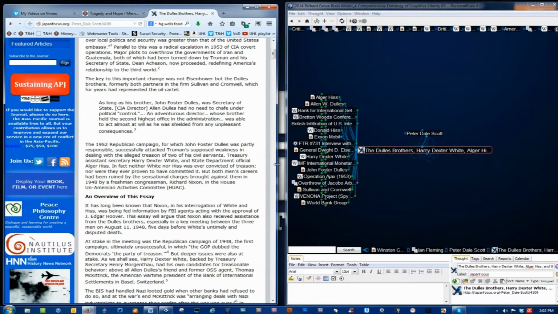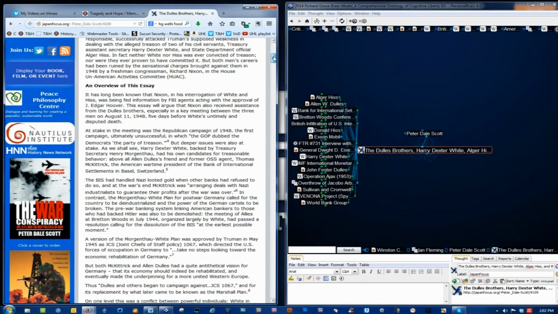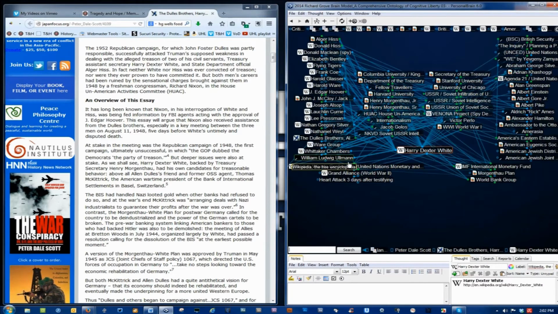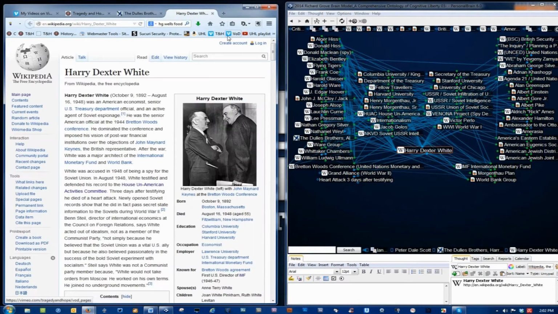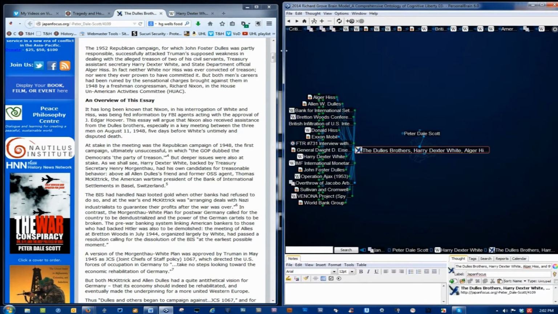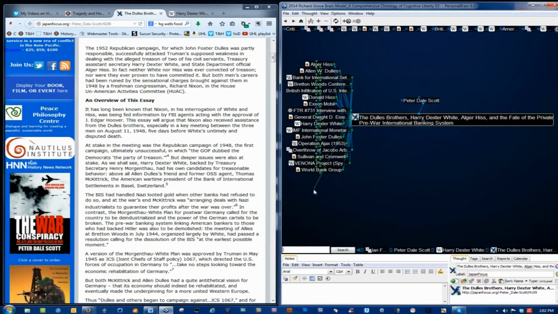The 1952 Republican campaign, for which John Foster Dulles was partly responsible, successfully attacked Truman's supposed weakness in dealing with the alleged treason of two of his civil servants, Treasury Assistant Secretary Harry Dexter White and State Department official Alger Hiss. In fact, neither White nor Hiss was ever convicted of treason, nor were they ever proven to have committed it, but both men's careers had been ruined by the sensational charges brought against them in 1948 by a freshman congressman, Richard Nixon, in the House Un-American Activities Committee.